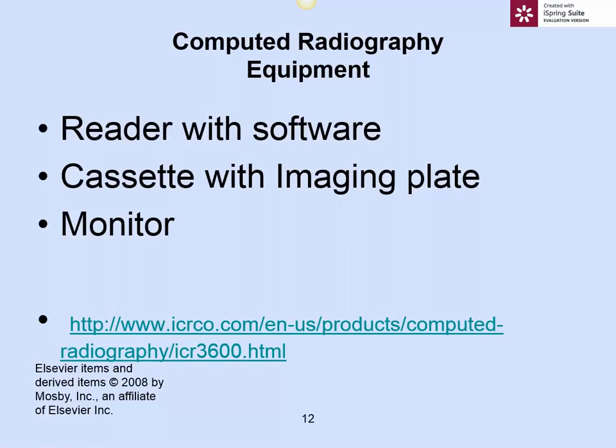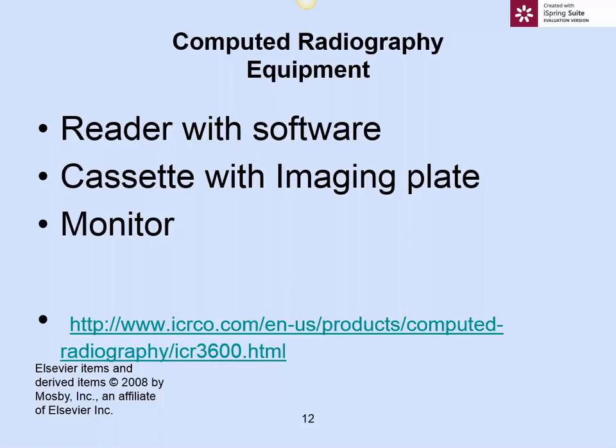Okay, so your computed radiography equipment is going to consist of a reader, and that reader has software that is specific for radiology. It may be what's creating the image, or how you manipulate the image; you can flip the image, things like that. All of that is part of this software I'm referring to. Your usable part, of course, is going to be the cassette that has the imaging plate within it.